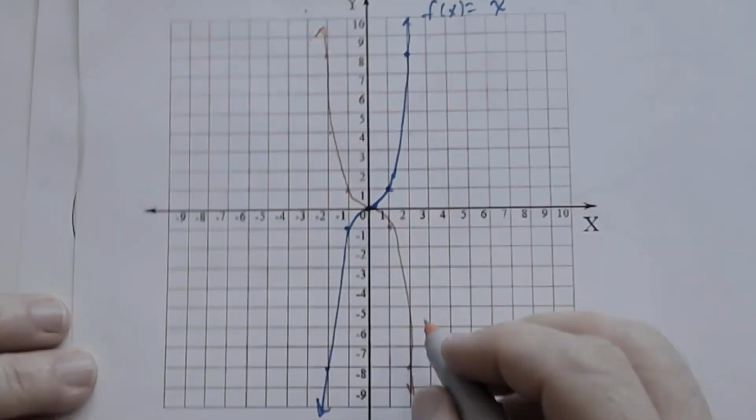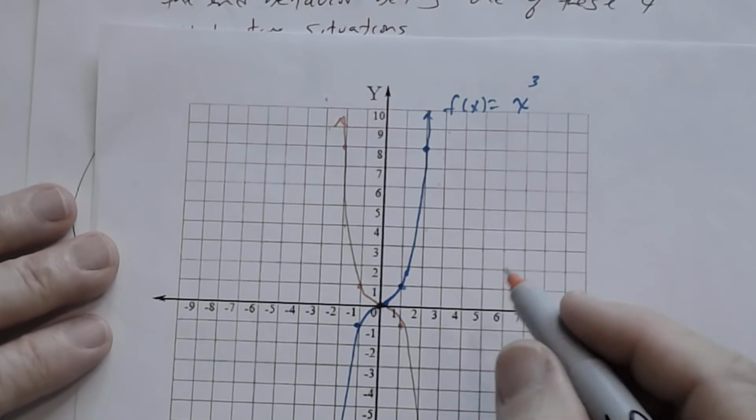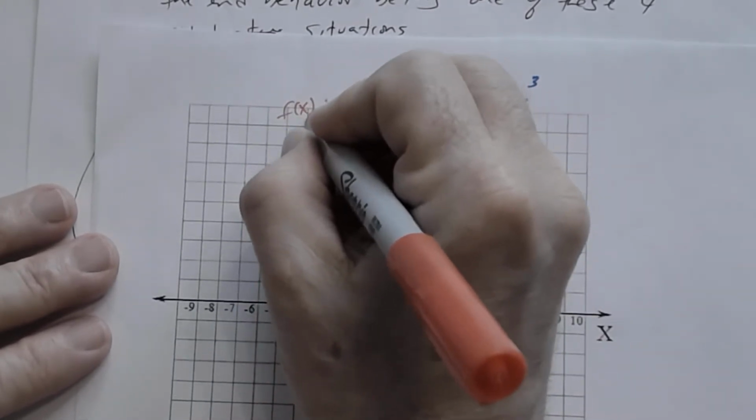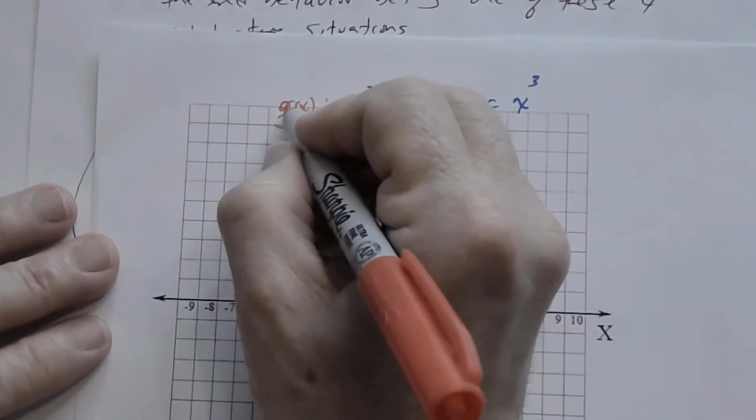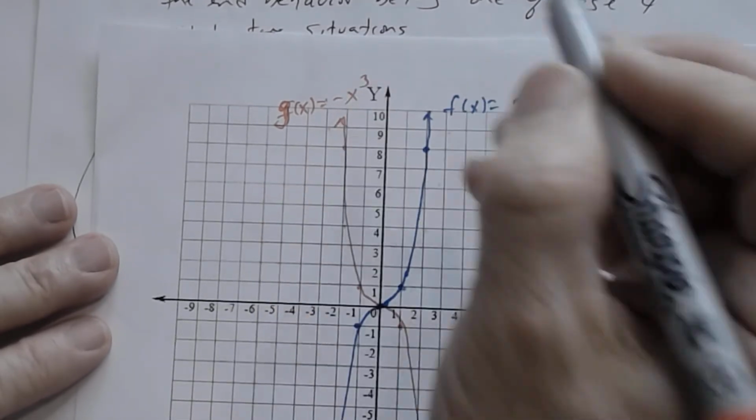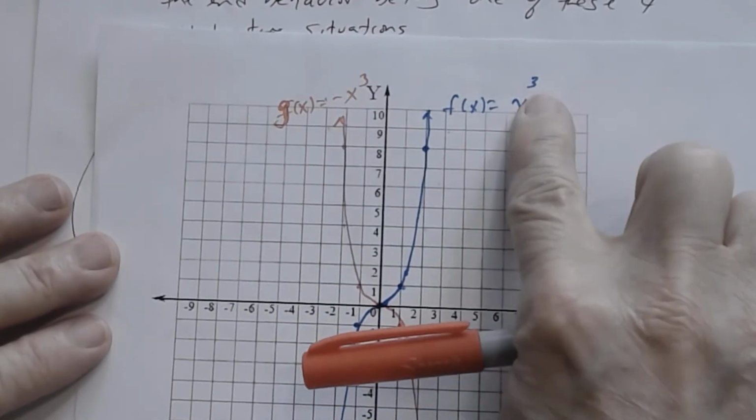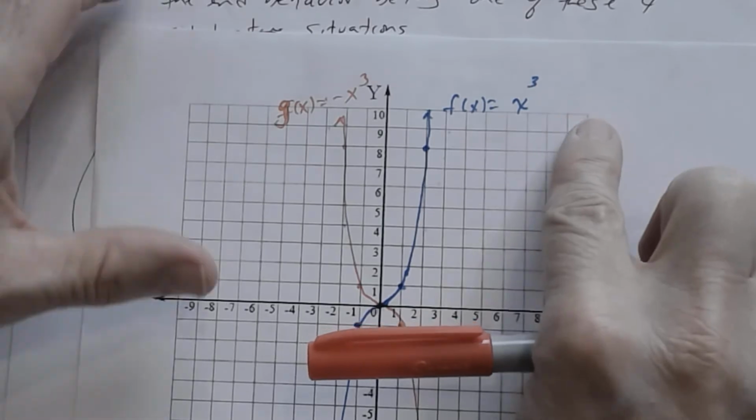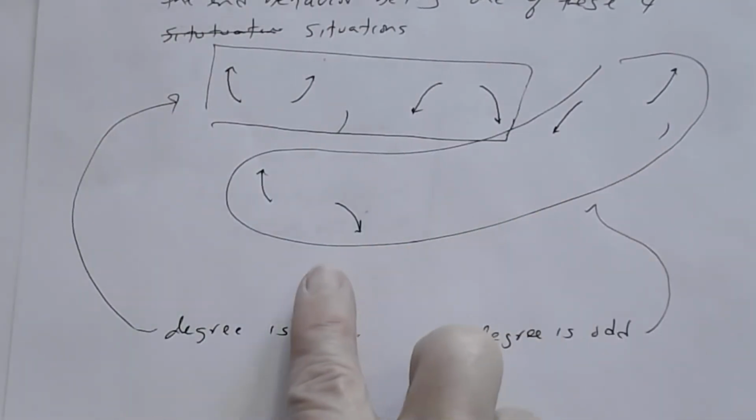All right, and so this one here would be f of x. Let me not use a different function. g of x equals negative x cubed. All right. So if the degree is odd, you get one of these situations.